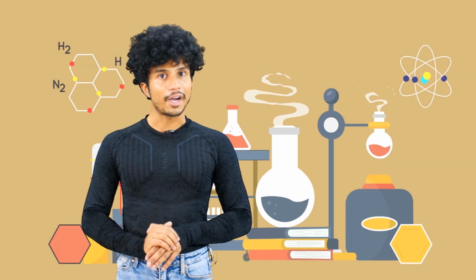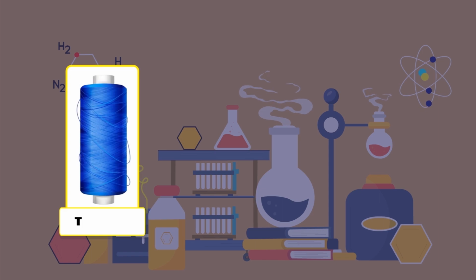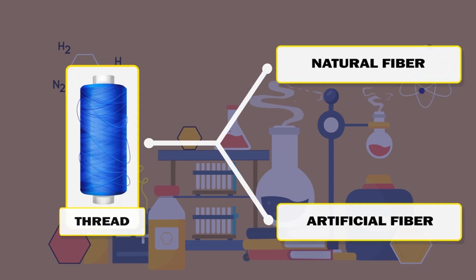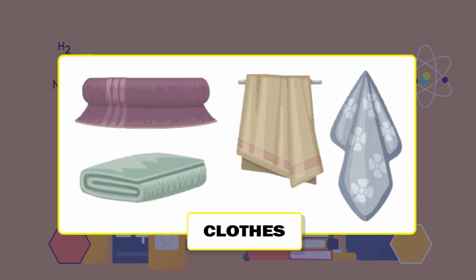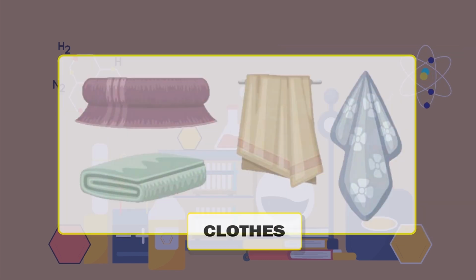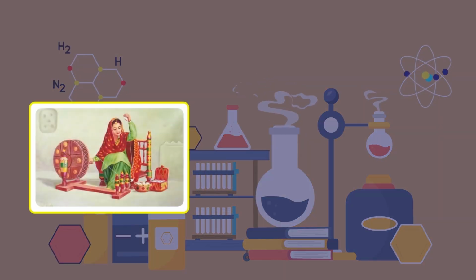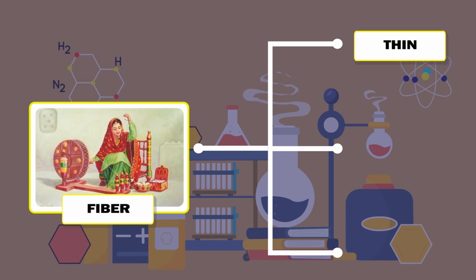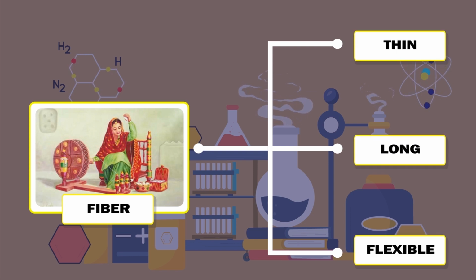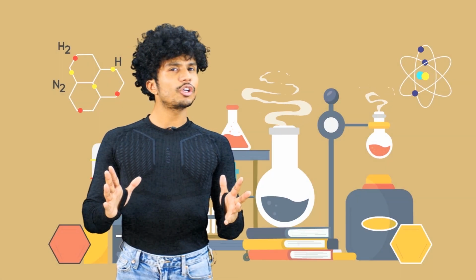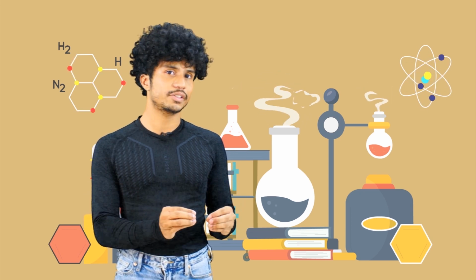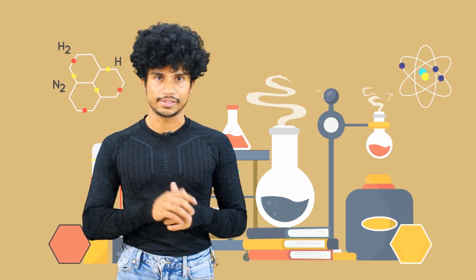Now, what is fiber? Fiber is a thin thread that is made up of natural or artificial substance that can be used to make clothes or different articles. In a simple way, fiber is basically thin thread-like structures which are thin, long and flexible. Textiles have a very important part in our day-to-day life. So I think it's important to know the basics of fiber and its uses.